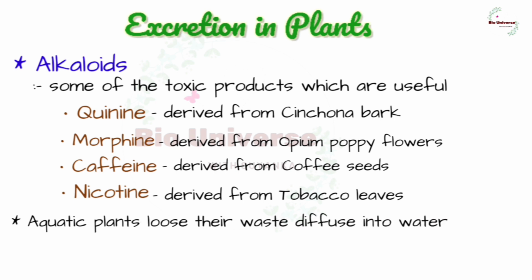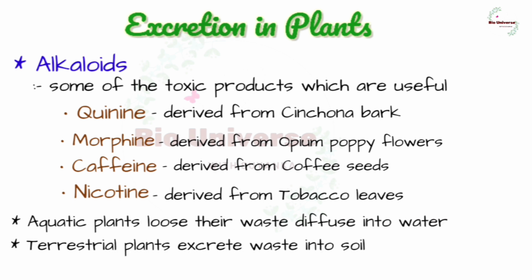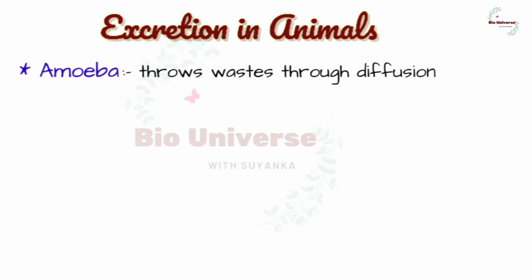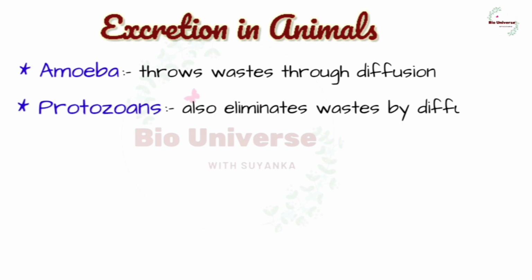Aquatic plants lose most of their metabolic waste by direct diffusion into the water surrounding them. Terrestrial plants excrete some waste into soil around them. Many unicellular organisms like amoeba throw out their waste by diffusion from their body surface. Protozoans also have no organs for excretion, so they eliminate their waste by diffusion through the plasma membrane.